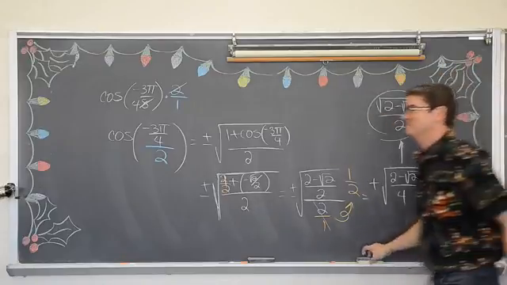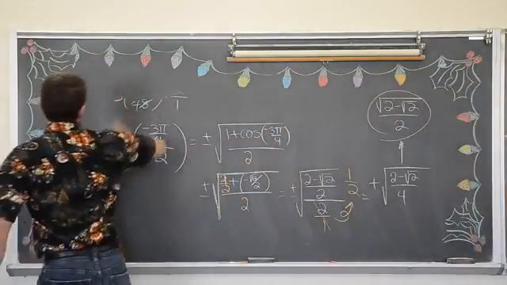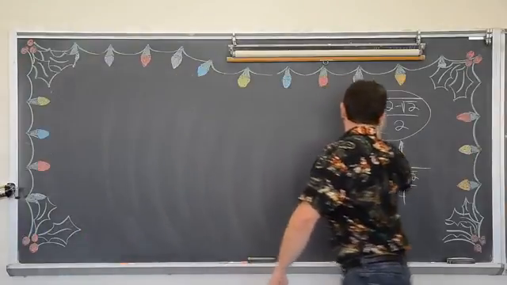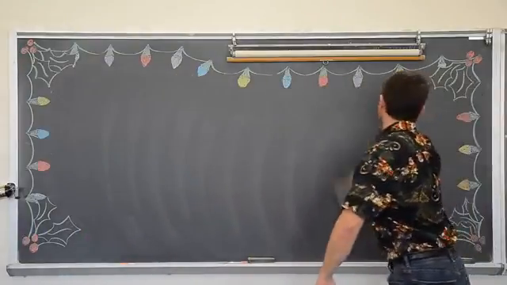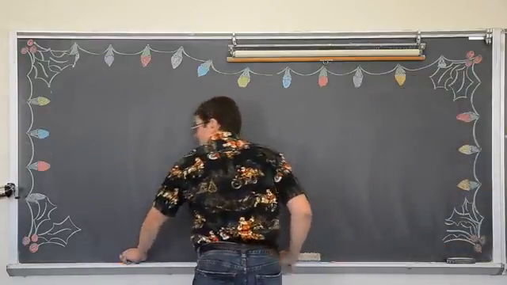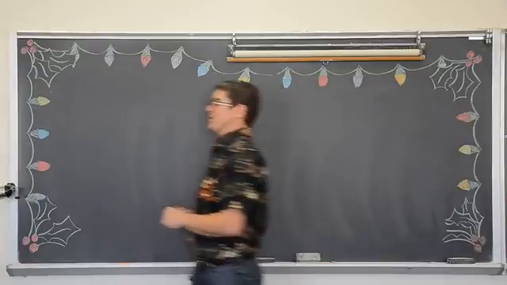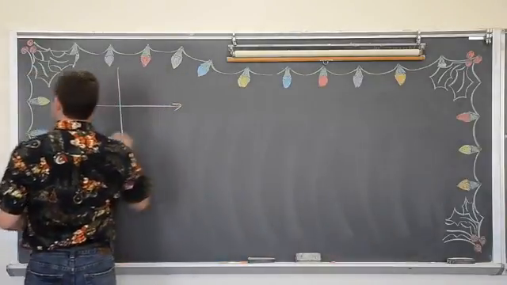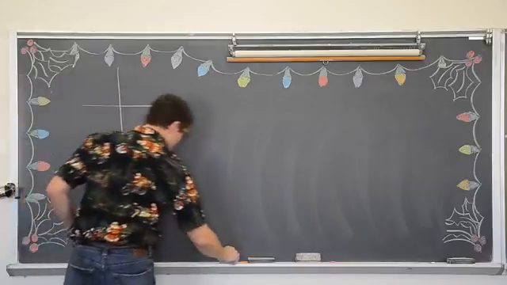All right, let's do another one. Alrighty then. So let's take a look at this one. We got a diagram. It's an angle in standard position. So let's pick a different color for that.